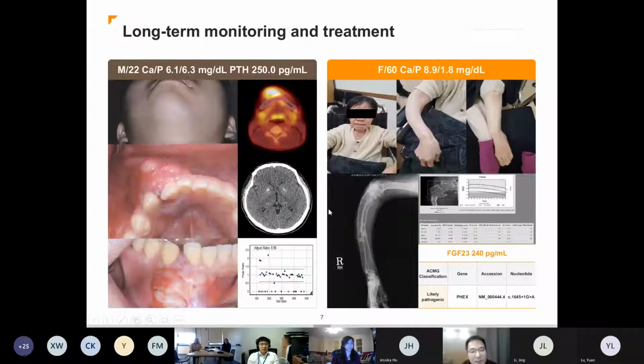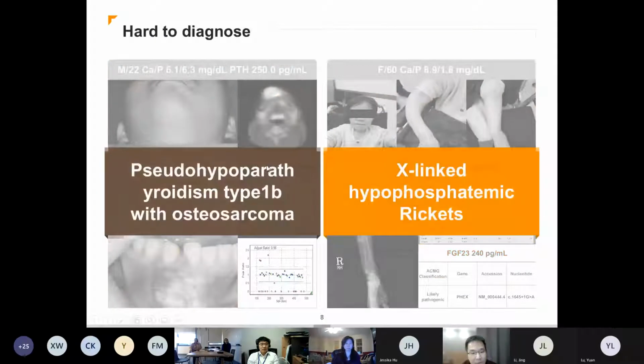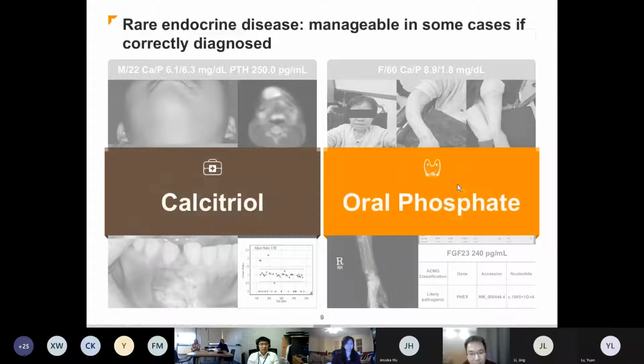So these patients usually require long-term monitoring and treatment in a lifelong phase. And the patient with short stature was diagnosed with pseudohypoparathyroidism type 1B with osteosarcoma, or the 60-year-old female with multiple fragility fractures turned out to be X-linked hypophosphatemic rickets, not just simple osteoporosis.